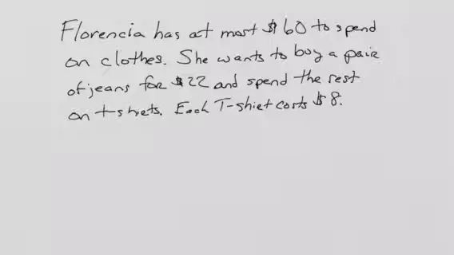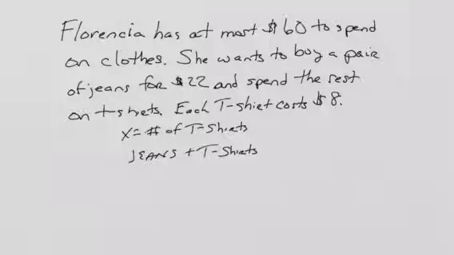Okay, let's look at our next one. Florencia has at most $60 to spend on clothes. She wants to buy a pair of jeans for $20 and spend the rest on t-shirts, and each t-shirt costs $8. So basically it wants to know how many t-shirts can she buy at most and stay under $60. So X equals the number of t-shirts. So we're going to have the jeans plus the t-shirts has to be less than $60.